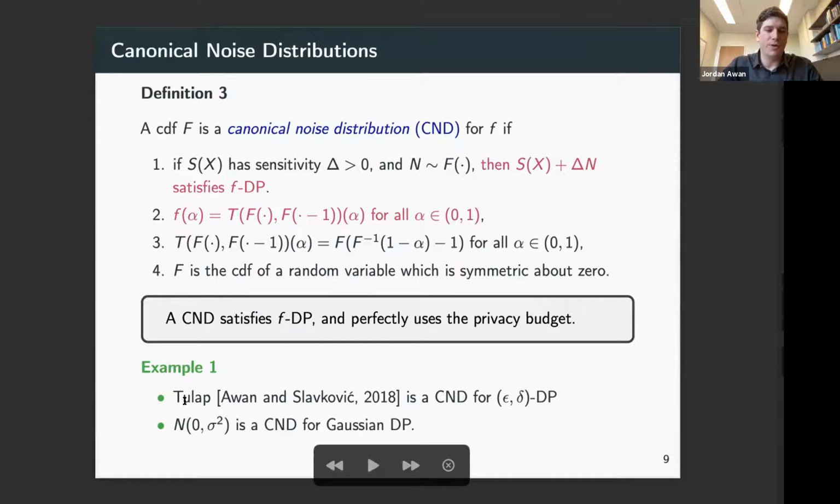It turns out there are a couple instances of distributions that satisfy these properties. One is the truncated uniform Laplace, or TULAP, distribution proposed by myself and my old advisor, Aleksandra Slavkovic. This is related to the staircase mechanism and discrete Laplace mechanisms. And it turns out that this is a CND for epsilon-delta DP. And almost by definition, normal noise is a CND for Gaussian DP. Okay, but what about other f's?